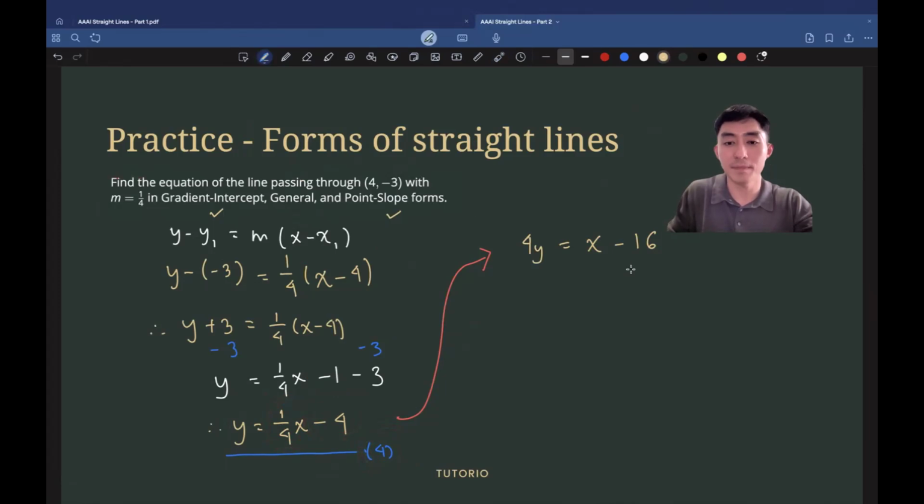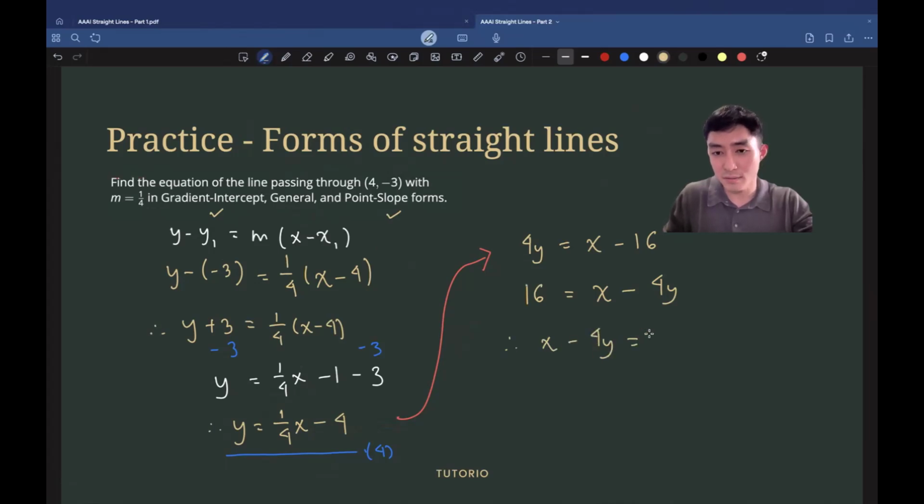Now we can tidy up. Because we want the x to be positive, we move 4y to the right, and then we move the minus 16 to the left. So minus 16 becomes positive 16, the x stays there, and this is minus 4y. We can switch the left and right-hand sides to finalize our answer: x minus 4y equals 16. This is positive 1x actually, and we like to write it in the positive x manner. So we have all the answers that we need.